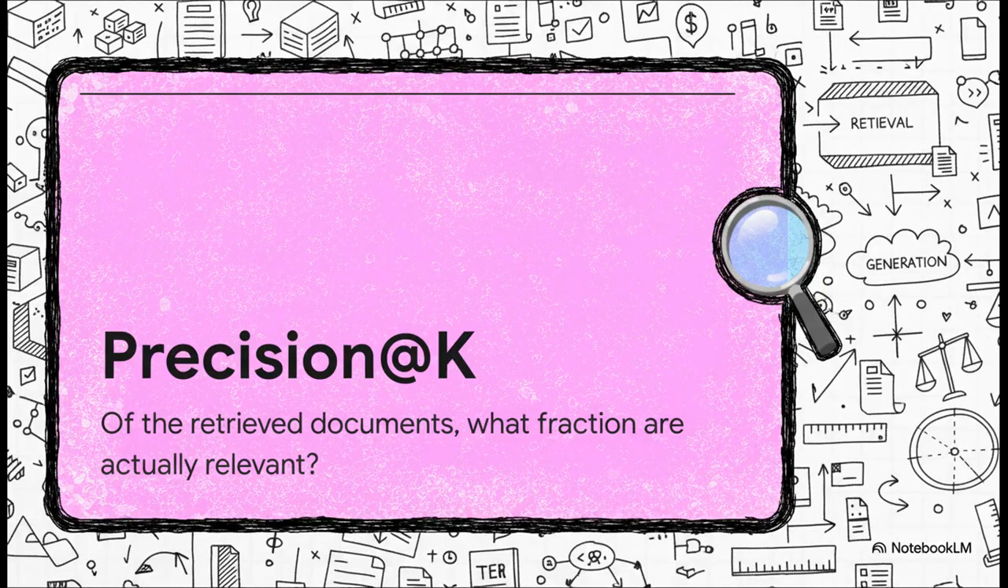Next, there's precision at K. This measures your signal-to-noise ratio. So if your retriever fetches, say, 5 documents, that's your K, and 4 of them are actually useful, your precision is 80%. It's all about the quality of what you've found. Are you giving the user gold or just a lot of noise?